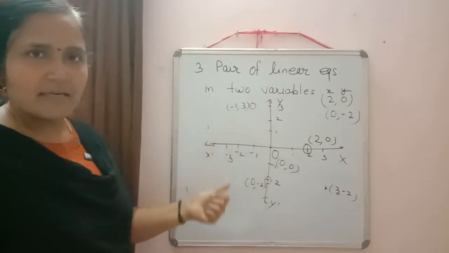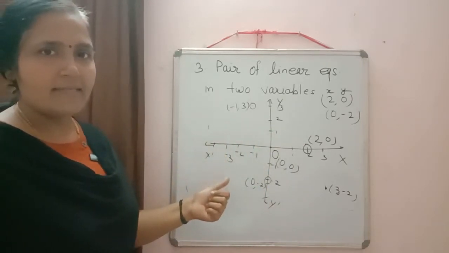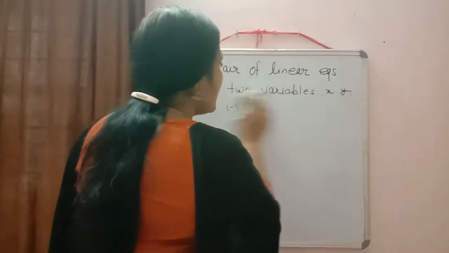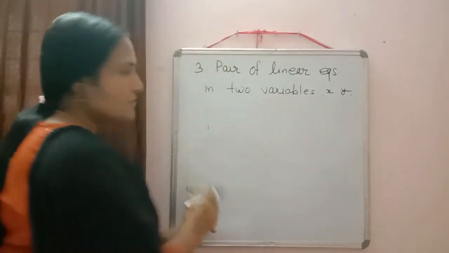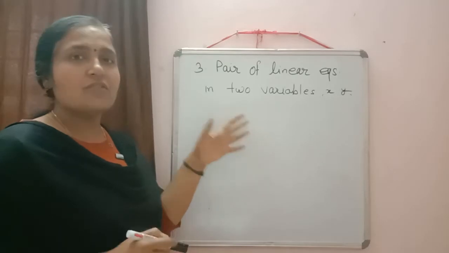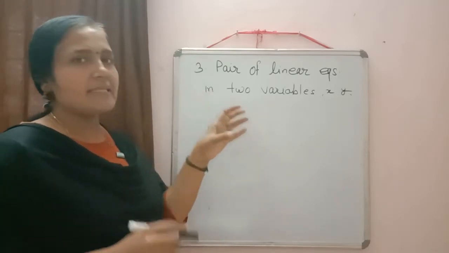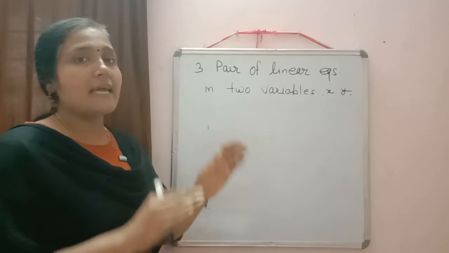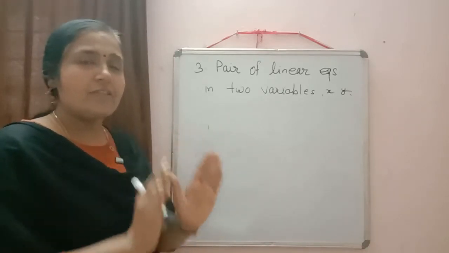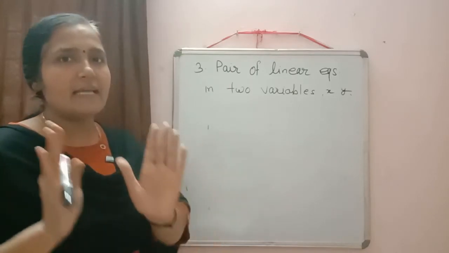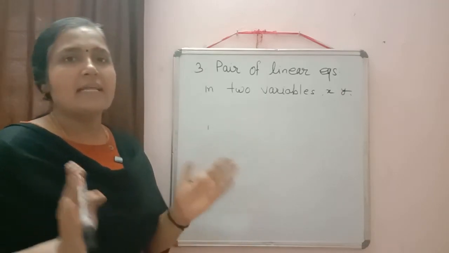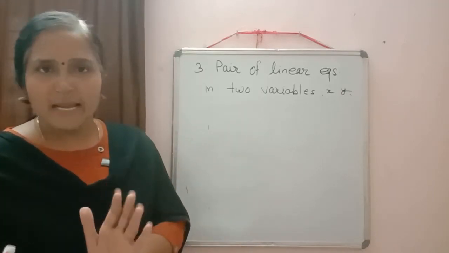Now I think this method is clear to you, how we are plotting the points. Okay. Now what we are going to study is, we will check graphically whether the given pair of equations has a solution or not. If the given equations have a solution, then we will say the given pair of linear equations is consistent. Meaning, if the solution is there, the equations are consistent. And if the solution does not exist, then we will say the equations are inconsistent.